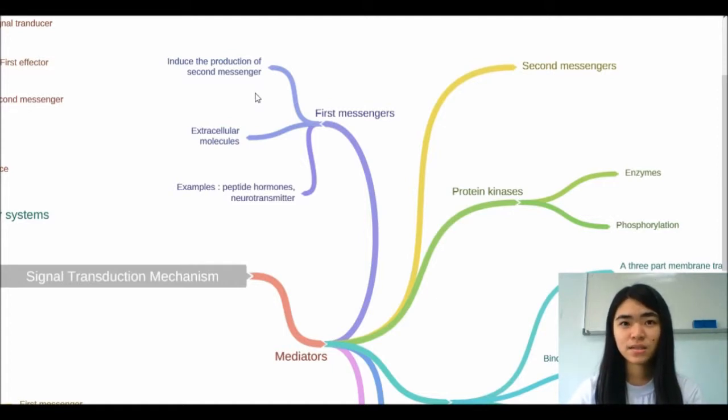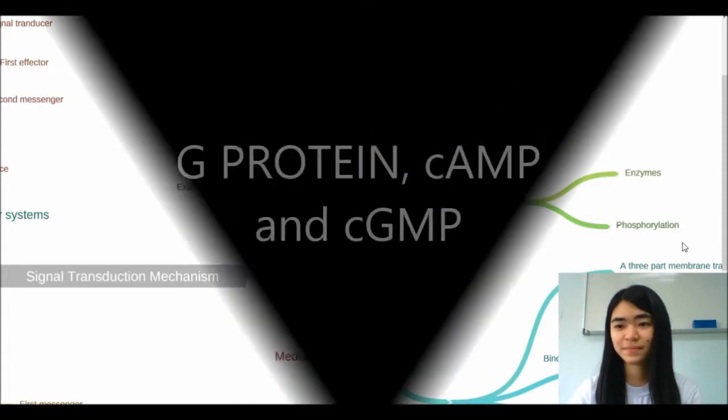Next, the second messenger is an intracellular molecule that enters or is generated in the cytoplasm. For example, cyclic adenosine monophosphate. While protein kinases are enzymes that transfer a phosphate group from ATP to a protein through phosphorylation.